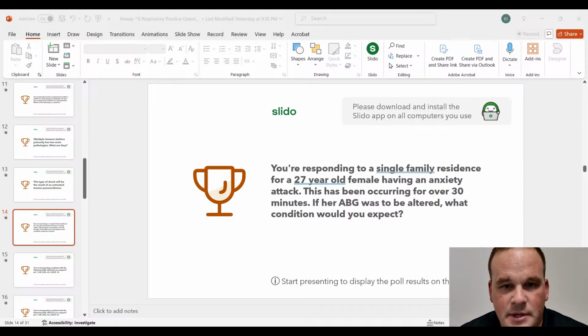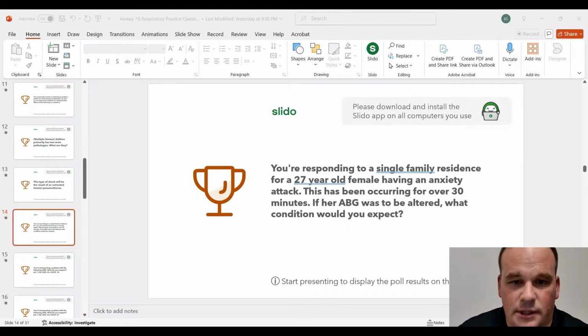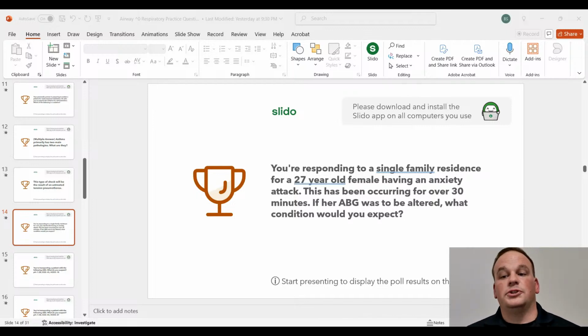First timer. So you're responding to a single family residence for a 27-year-old female having an anxiety attack. This has been occurring for over 30 minutes. If her ABG was to be altered, what condition would you expect? So we have respiratory acidosis, respiratory alkalosis, metabolic acidosis, and metabolic alkalosis. So we're responding to a single family residence for a 27-year-old female having an anxiety attack.